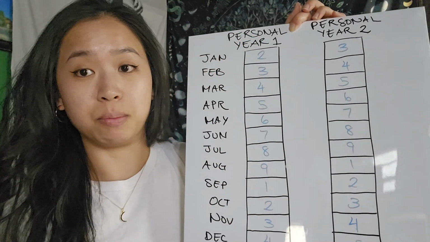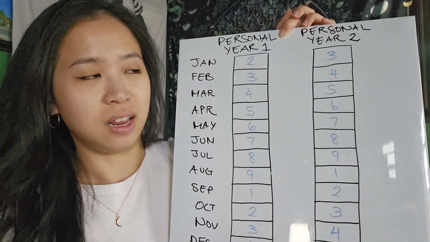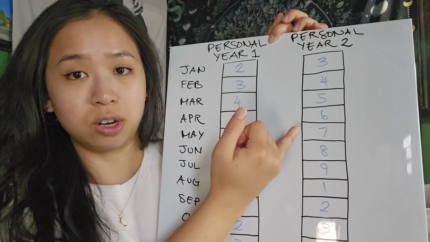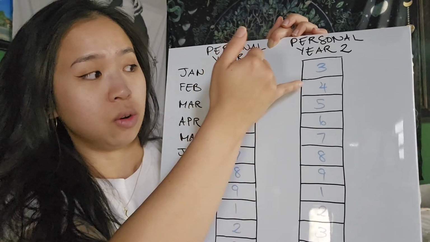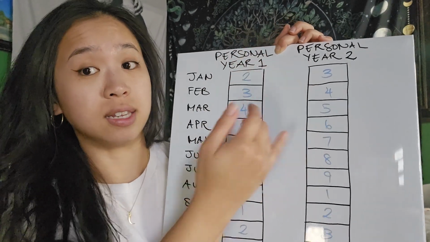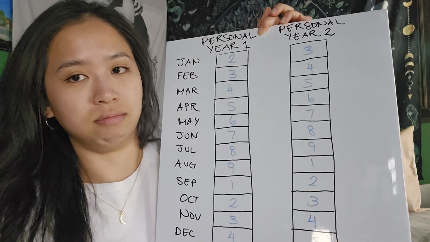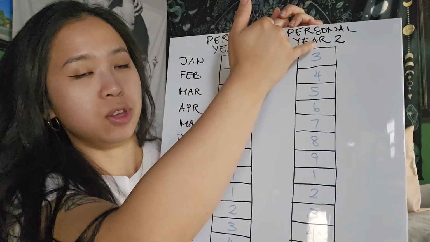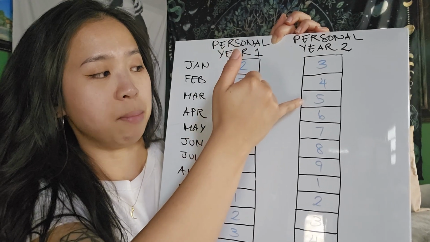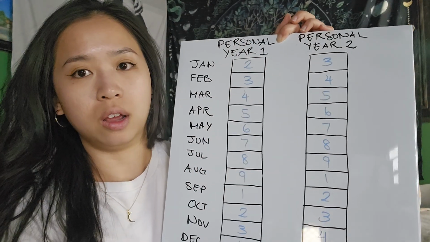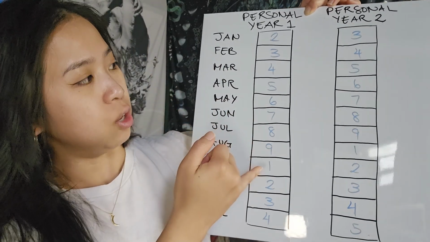I just gave you a simple visual on how to look at the future or the past. And here's one more example. Personal year 2: you just add +1 because January is the first month, or you can add +2 because February is the 2nd month, and so on until December. So if you're in a personal year 2, then January is 3, February is 4, March is 5, and so on.